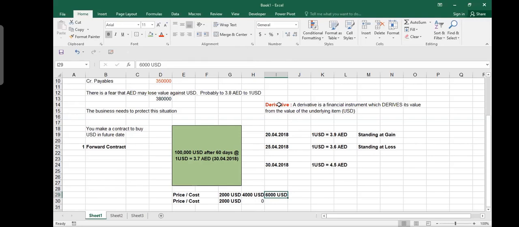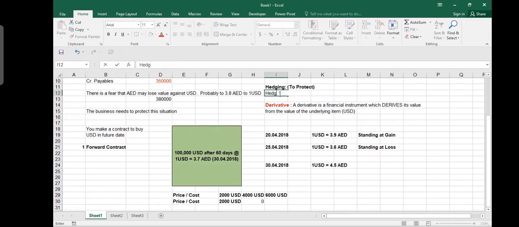And this process, what we are doing, is hedging. Hedging means to protect. In the English language, hedge means to protect. So we are trying to protect ourselves. And we have got a hedged item. Our hedged item is USD.